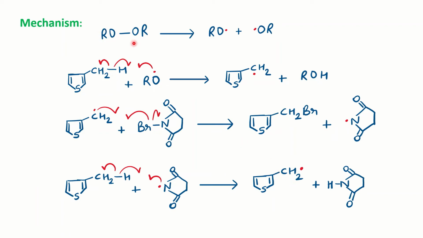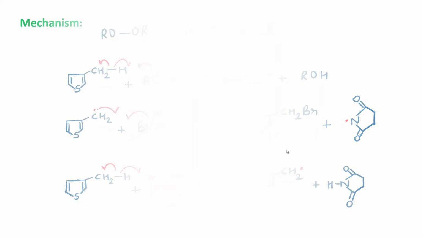So in this way, in the presence of benzoyl peroxide as the initiator, the rate of reaction is increased. Here the bromination occurs in the first step itself, compared to the previous mechanism. So the reaction is faster in the presence of an initiator.